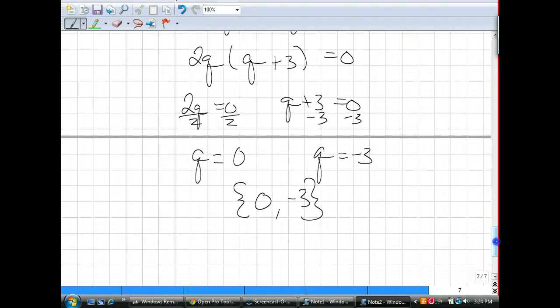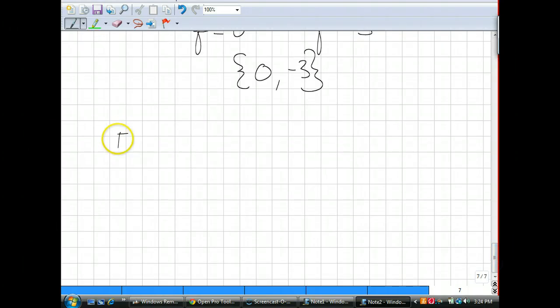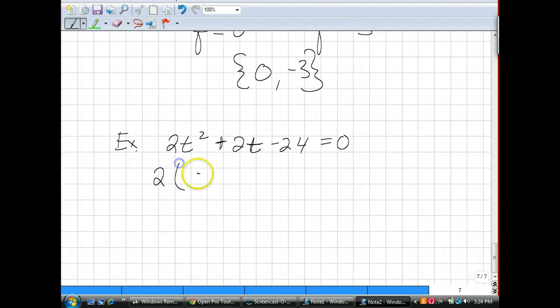Okay, one last example. I have 2t squared plus 2t minus 24 equals 0. Remember, step number 1 is set the equation equal to 0. Step number 2 is to factor. Notice that there's a common factor of 2, so we're going to factor that out.